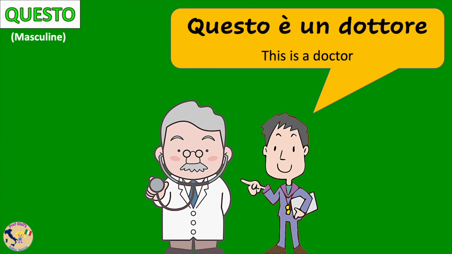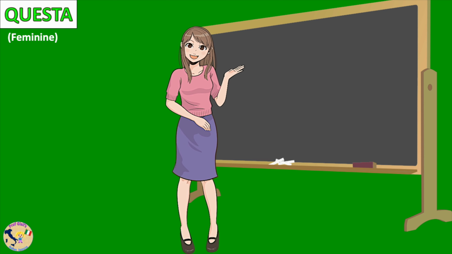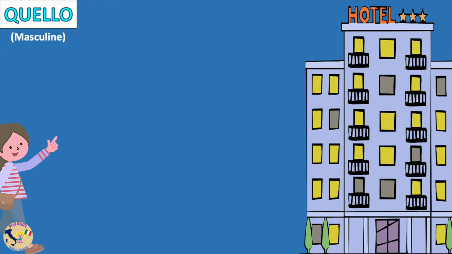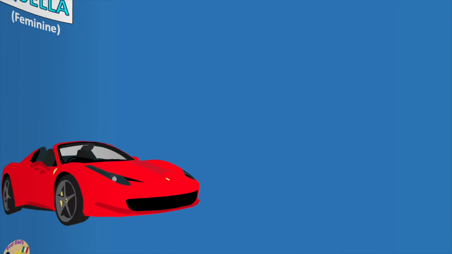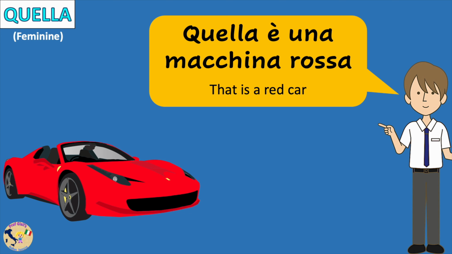Questo è un dottore. Questa è una lavagna. Quello è un hotel a 3 stelle. Quella è una macchina rossa.